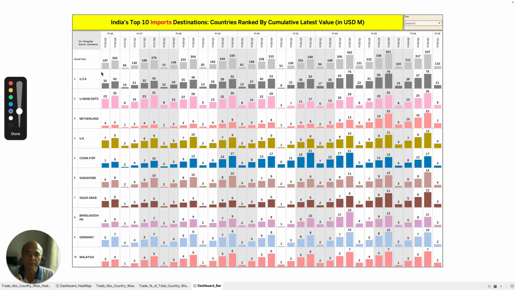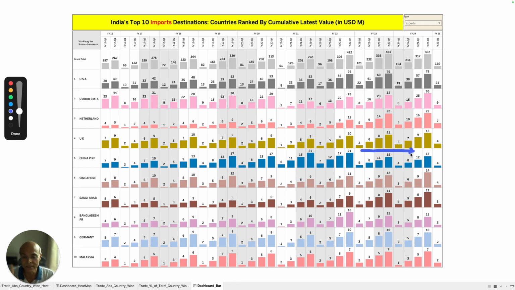The US is one of the major countries where we are exporting. And the United Arab Emirates is also a very important country, because you see our exports are seeing an increased trend as far as the UAE is concerned. The Netherlands is also one of the important countries, and the UK, right? And on China, interestingly, you will find that our exports are seeing a downward trend.